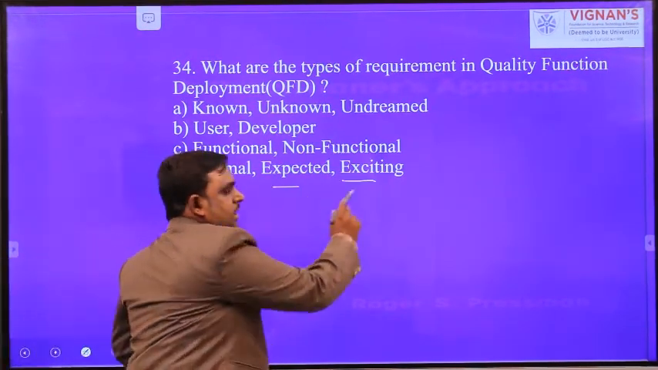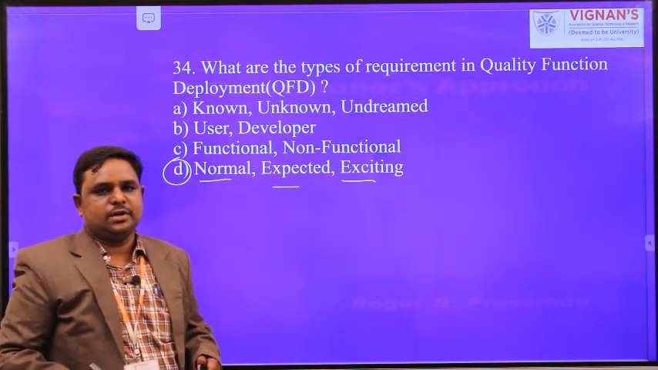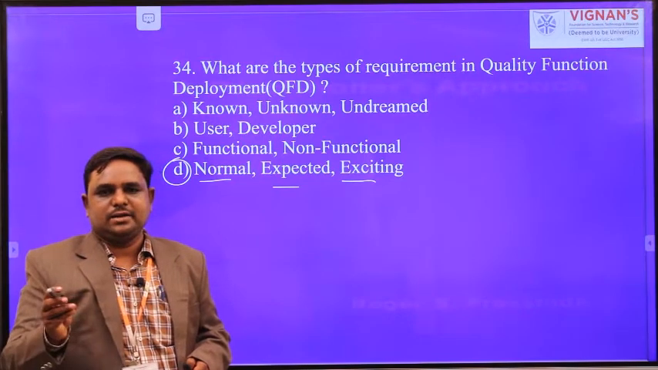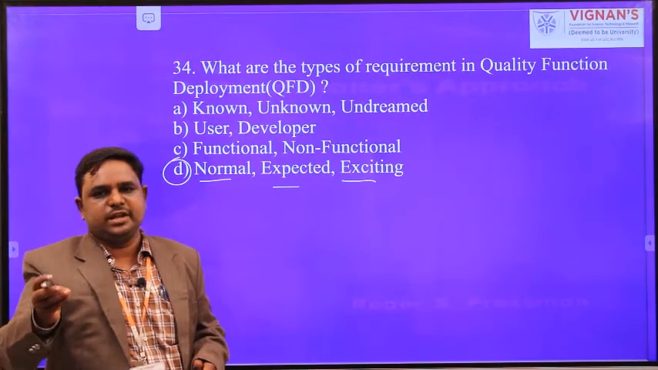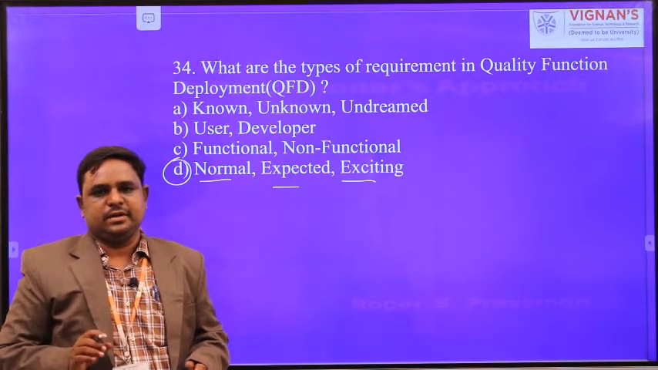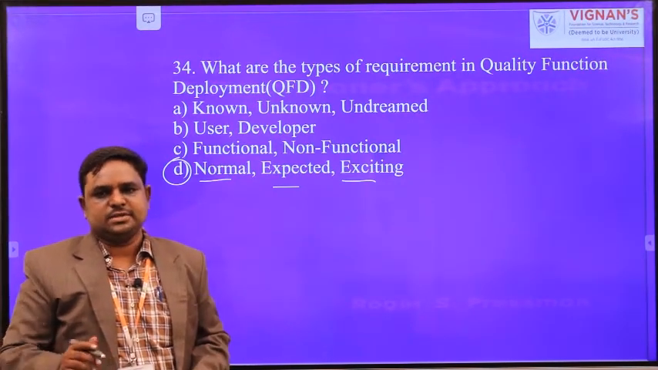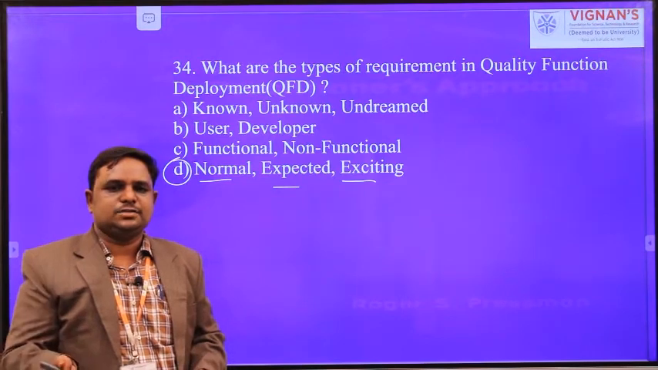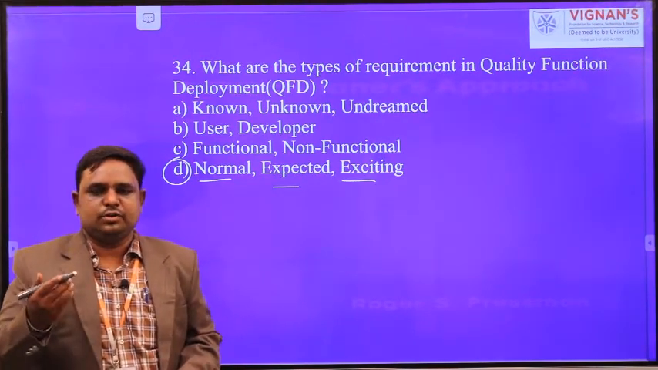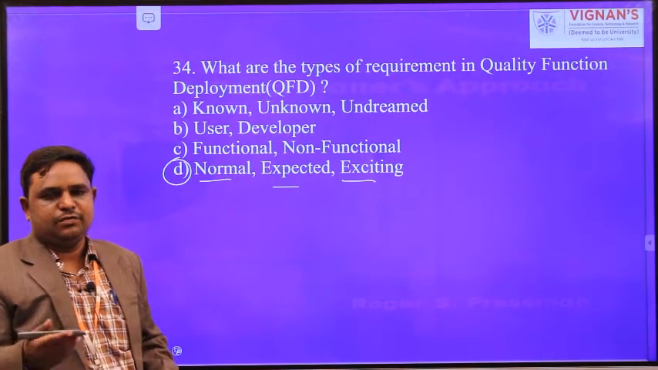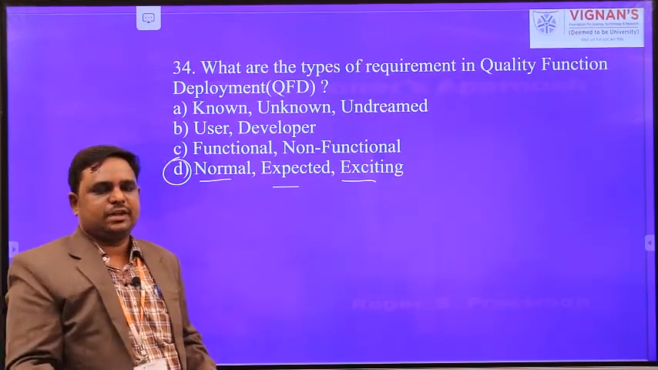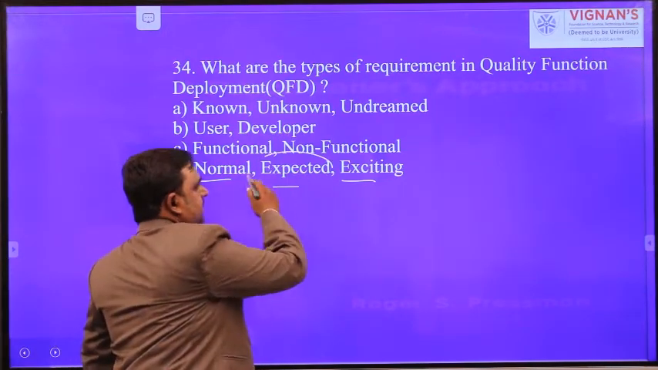Normal, expected and exciting. For example, if you are developing a software, normal means whatever the client has given in the requirements meeting, if those are present in the software, the client is satisfied. That comes under the normal requirements. Expected means the client is not going to express some requirements, which the developers are going to implicitly develop in the software. That kind of requirements are called expected requirements.